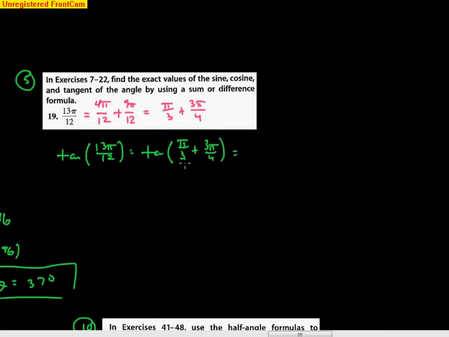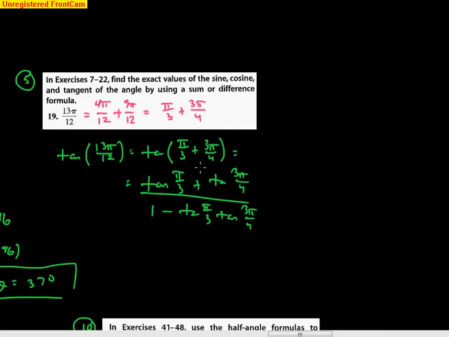And now I'll use the formula, okay? And I'll do it right down here. Tangent of pi over 3 plus tangent of 3 pi over 4 all over 1 minus tangent of pi over 3 times tangent of 3 pi over 4. And now it is our job to fill this in and simplify it. Okay, that's our job. So the first thing I need to do is I need to know what the tangent values are.